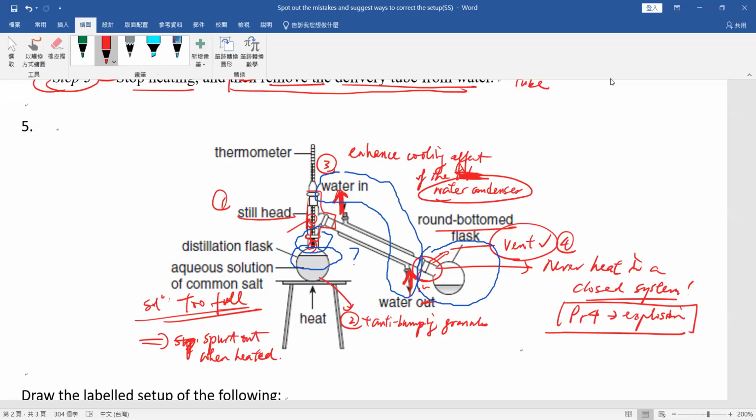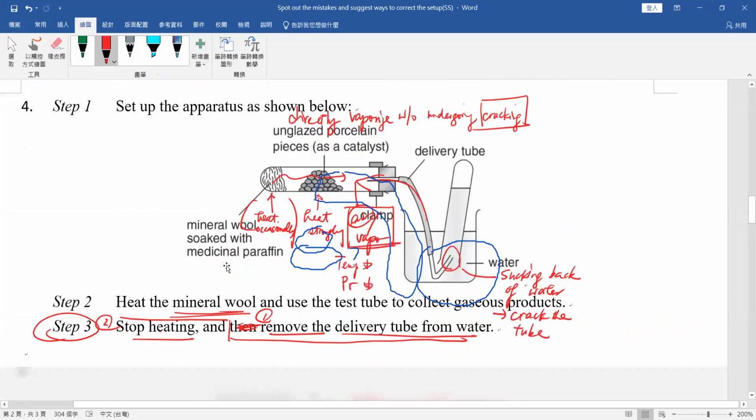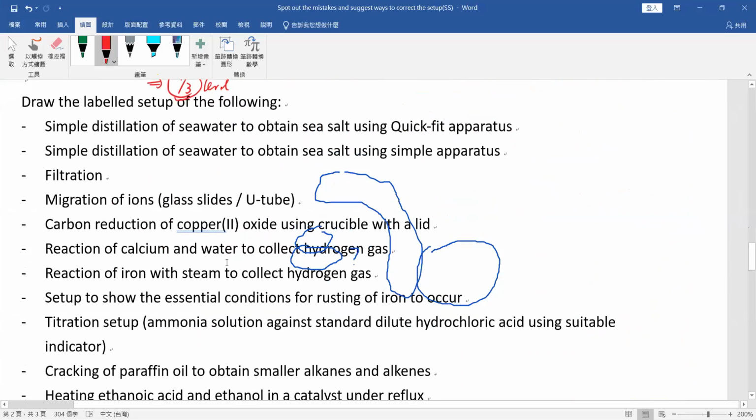So this is what you have to know: the flask is too full of solution. Too much, so the solution will spurt out when heated. The way to avoid it is to fill only about 1/3 of the level of the tube. You understand? So here come the mistakes, and you may find that in DSE we often ask you this type of questions. Now go home.